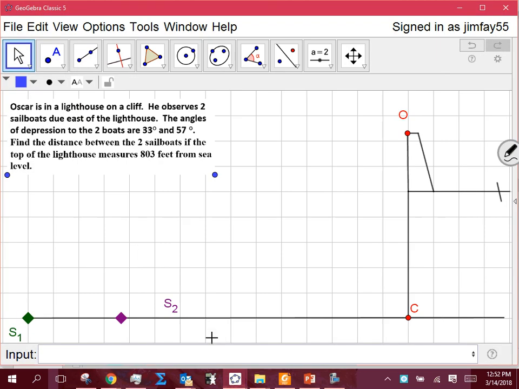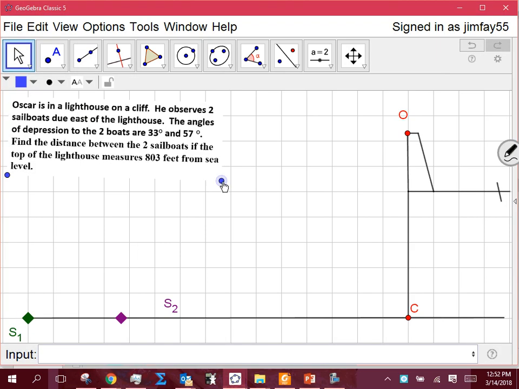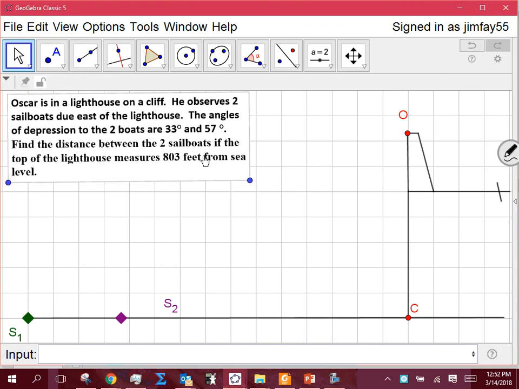So the question is this here. It says Oscar is in a lighthouse on a cliff. It says he observes two sailboats due east of the lighthouse. Okay. The due east part doesn't really matter. It just means that they're both to one side of it. Okay. So the angles of depression to the two boats are 33 degrees and 57 degrees. So find the distance between the two sailboats. Okay. Knowing the top of the lighthouse is at 803 feet from sea level.